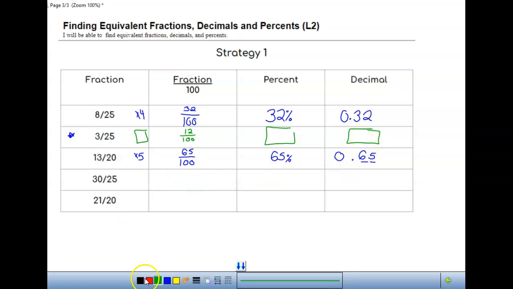All right, let's take a look down here because this one's a little different. What do you notice? Well, I noticed that 30 is bigger than 25. So let's see what happens when the numerator is bigger than the denominator. All right, it's 25 again, so we times by 4. 30 times 4 is 120. Okay, my percent hasn't changed. The number over 100 is still the percent.